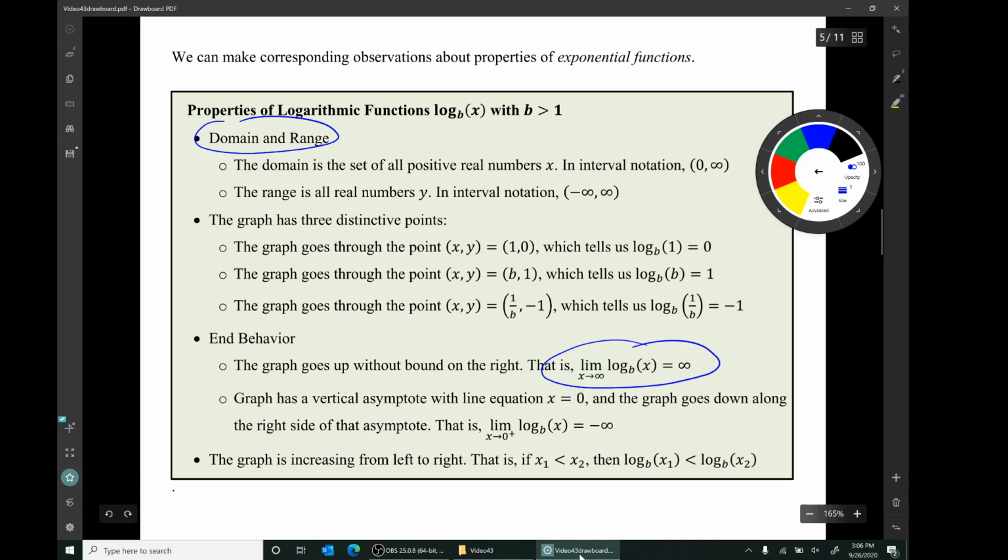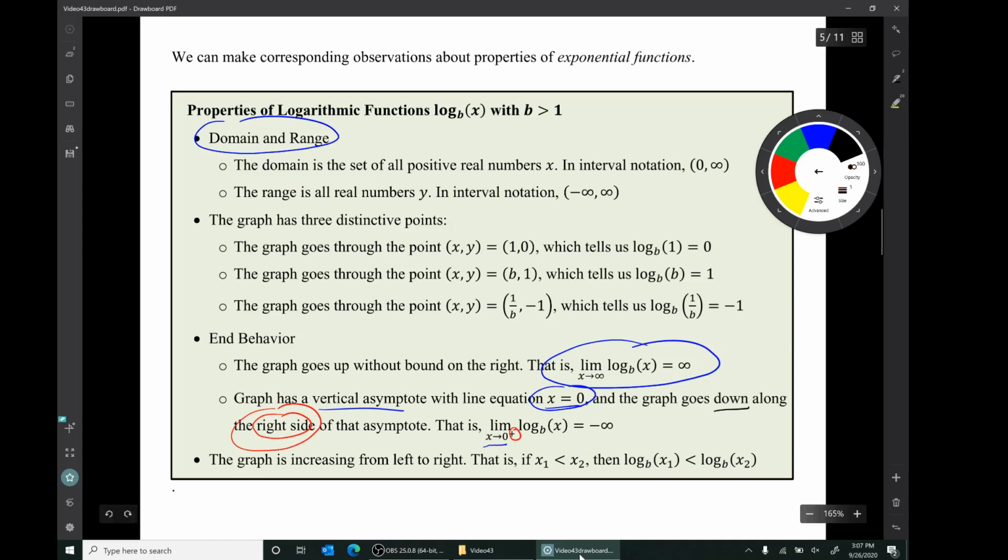On the other hand, the graph has a vertical asymptote with line equation x equals 0, and the graph goes down along the right side of that asymptote. Well, in a limit expression, that would show up this way. That x equals 0 shows up here, x approaching 0. The fact that we're approaching from the right side of the asymptote explains why there's a plus sign there.